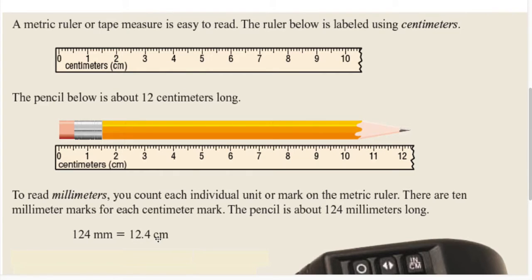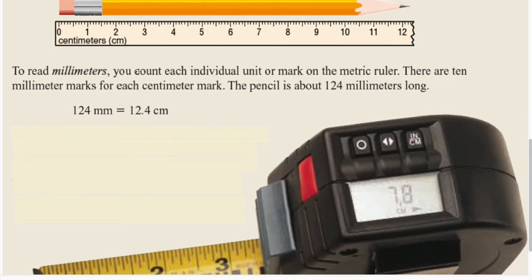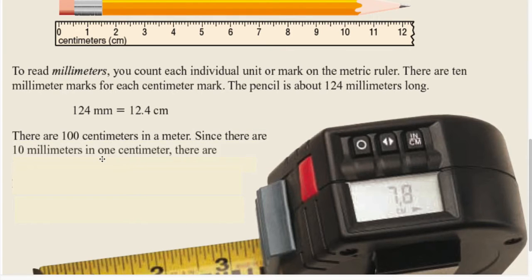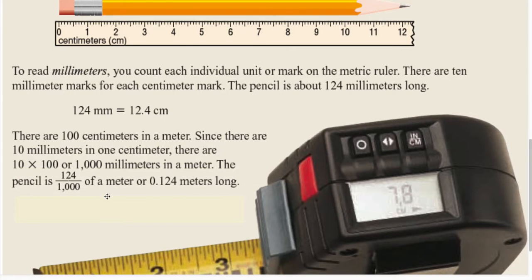And moving on, there are 100 centimeters in a meter, just like there are 10 millimeters in a centimeter. There are 100 centimeters in a meter. Since there are 10 millimeters in 1 centimeter, there are 10 times 100 or 1000 millimeters in a meter. The pencil is 124 over 1,000 of a meter, or 0.124 meters long.